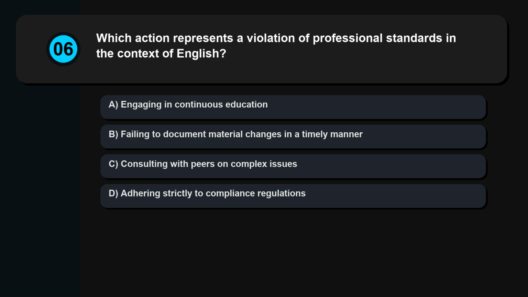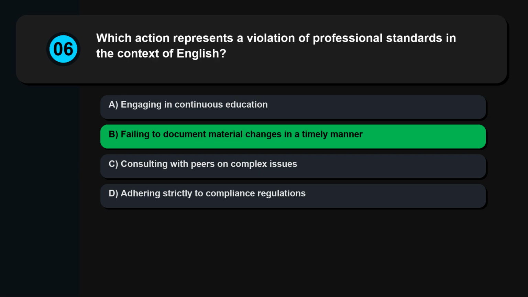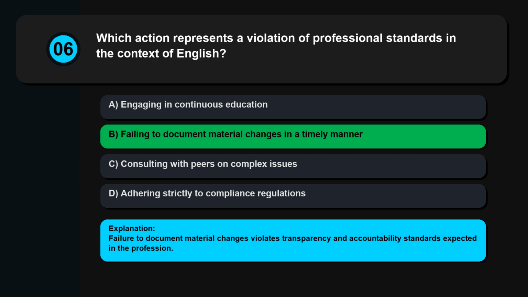Question 6. Which action represents a violation of professional standards in the context of English? Engaging in continuous education, failing to document material changes in a timely manner, consulting with peers on complex issues, adhering strictly to compliance regulations. Failure to document material changes violates transparency and accountability standards expected in the profession.